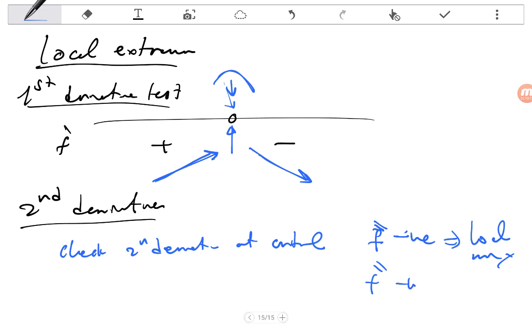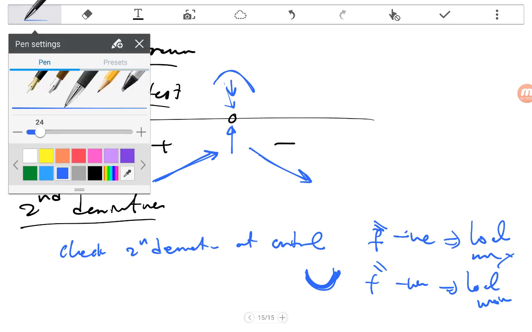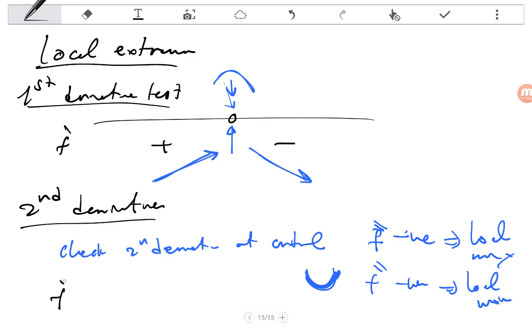And if the second derivative is positive, which is concave up, it will be a local minimum. So this is called the second derivative test, and it is easier than checking the signs at some random point. But it has a disadvantage: you may have a point for which f double dash is equal to 0. In this case, the test fails, and you may return to the check by the first derivative test again.